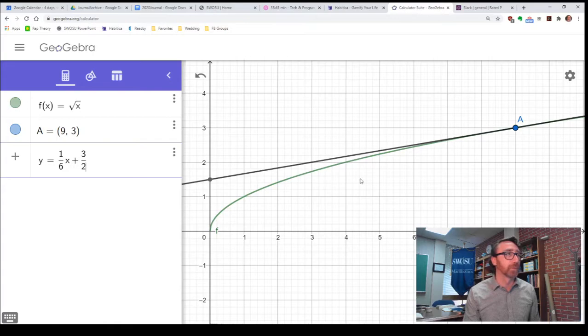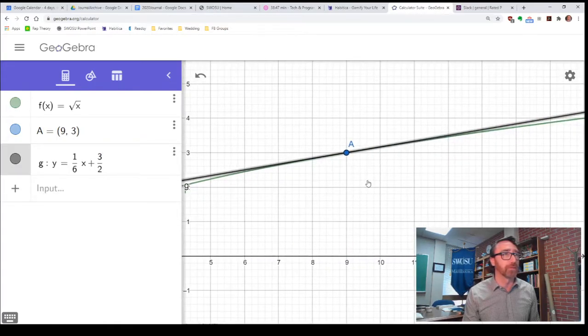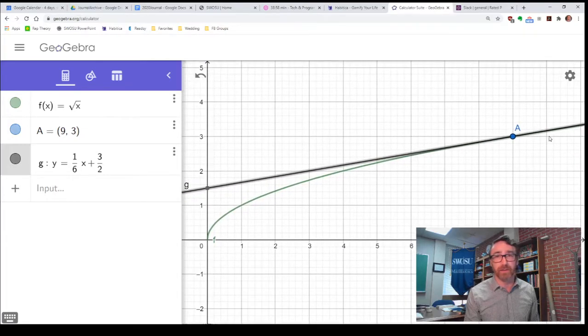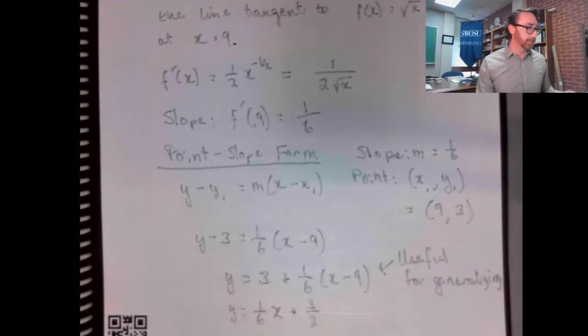Now, of course, it doesn't work when you get far out, right? Once you start to get away from 9, the graph of the function starts to bend away from the tangent line. But in the neighborhood of x equals 9, this is a fairly good approximation of the graph of our function. So let me switch back to my document camera and do a little application.